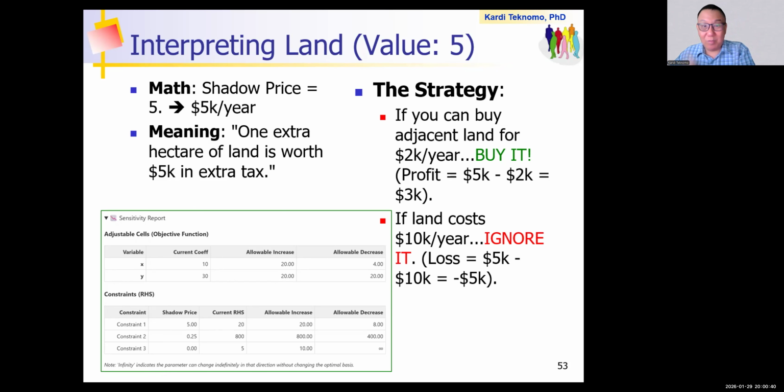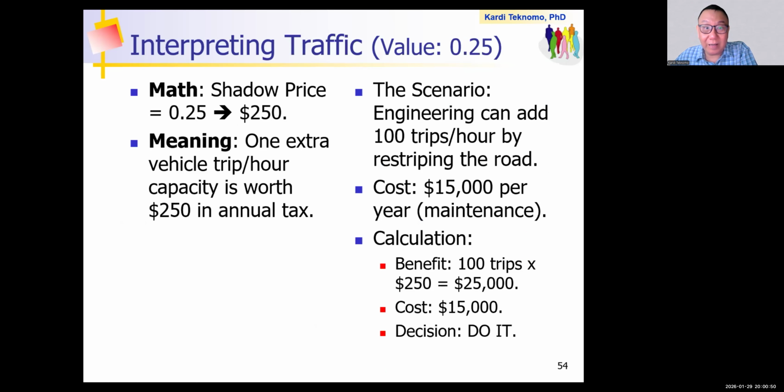Maybe you will understand better with the next shadow price, 0.25. What is this? Constraint 2, which is the traffic, right? So the traffic 0.25 means 200 multiplied by 1,000, so $250. That's the meaning, right? One extra vehicle trip per hour of capacity is worth $250 in annual tax.